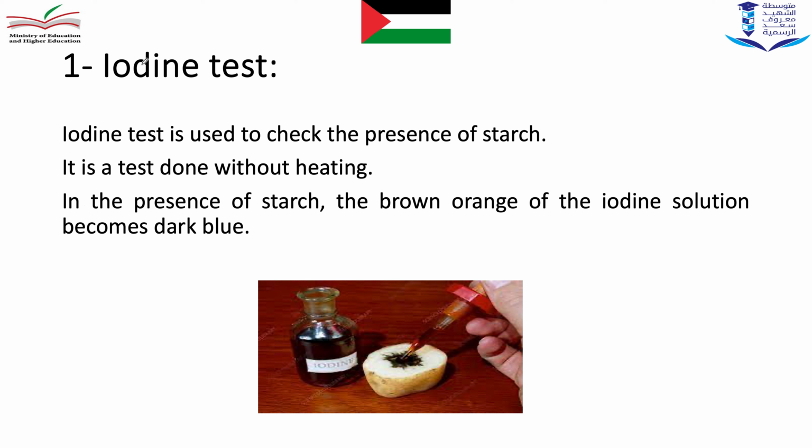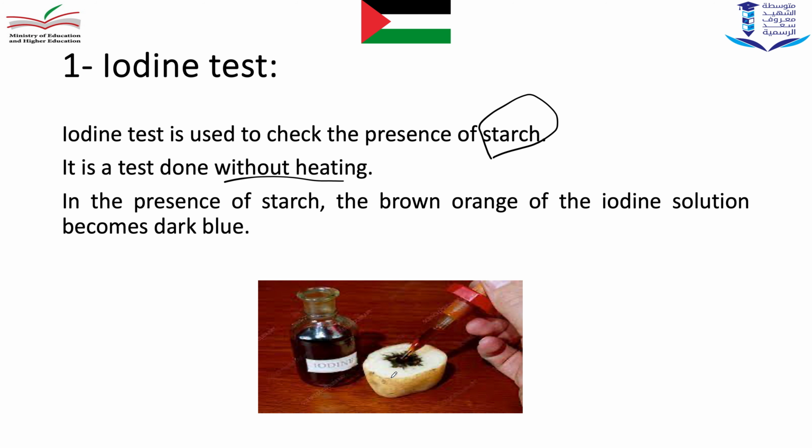Let's start with the first test, which is the iodine test. The iodine test is used to check the presence of starch. So here we can determine the presence of starch. It's a test done without heating, no need to heat. It's very simple, as you see here. In the presence of starch, the brown orange of the iodine solution becomes dark blue.